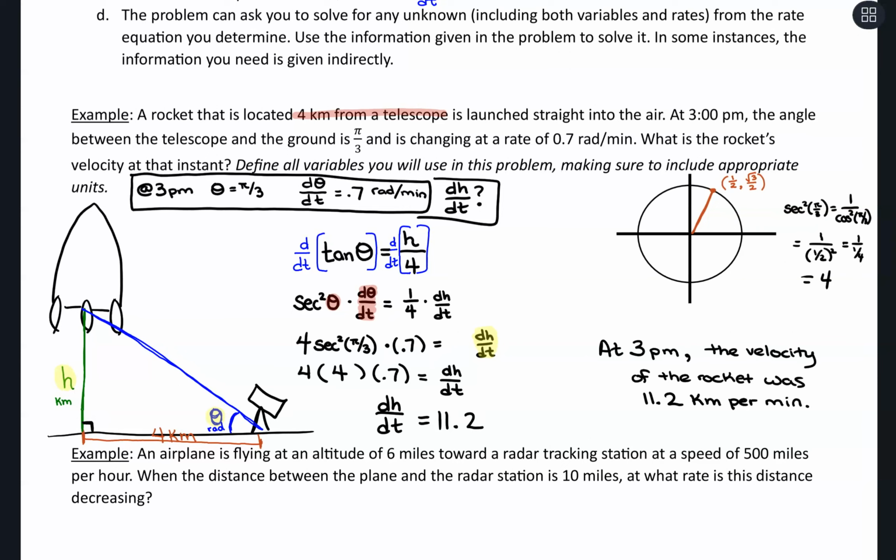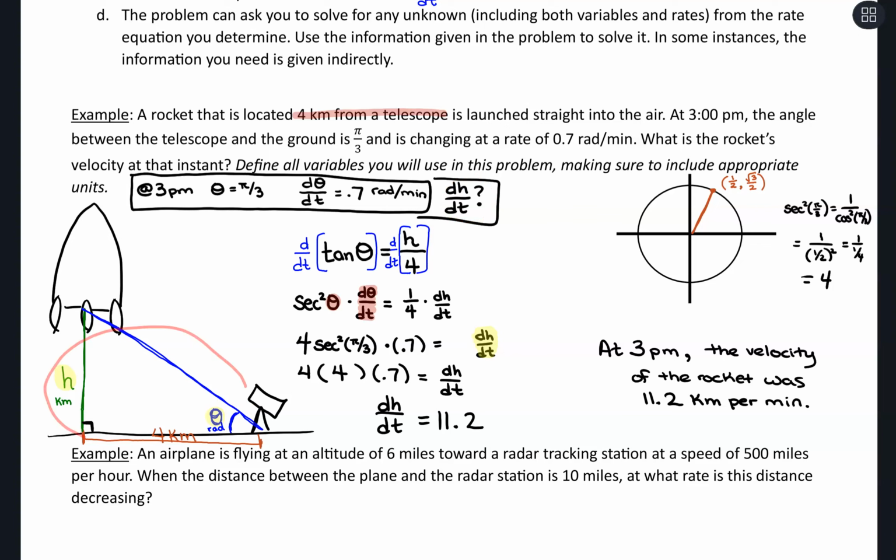Okay, so just a walkthrough. They give us some information that's fixed. They tell us about this moment in time. So 3 p.m. had this angle, also had this rate of change. So we put that off to the side and save it for later. And we want to know what is the rocket's velocity at that instant. So we know what we're trying to find.